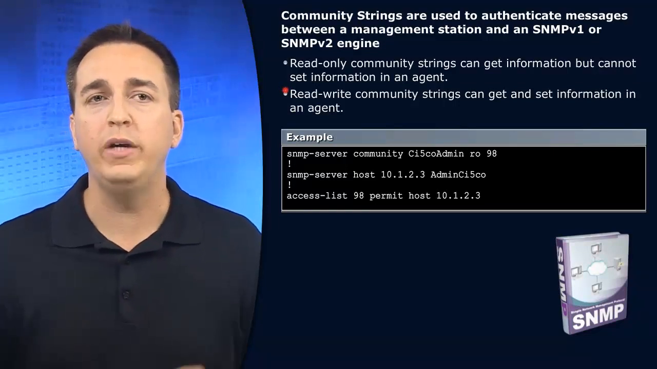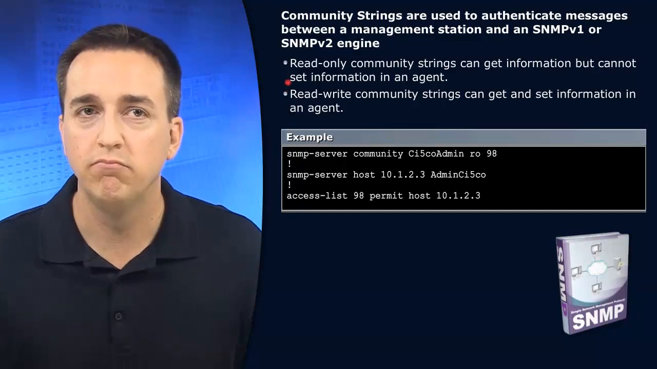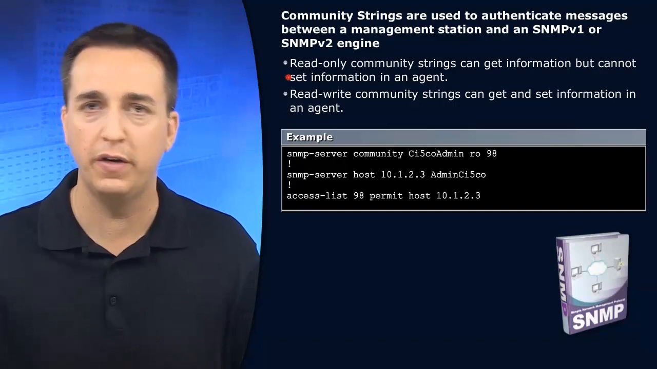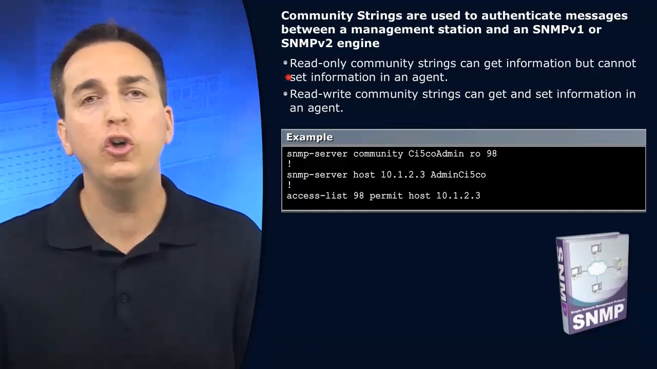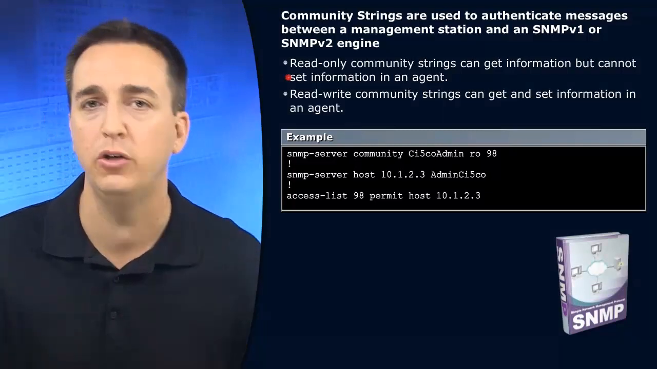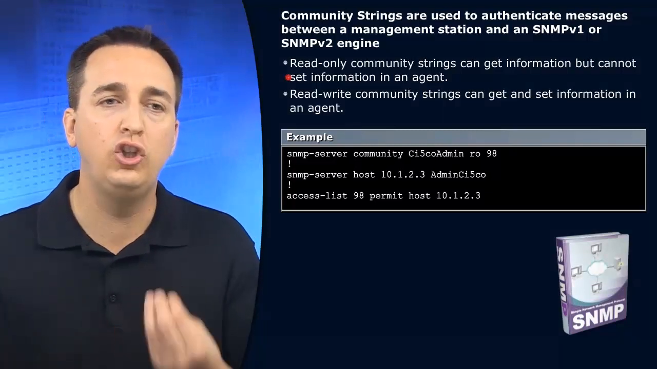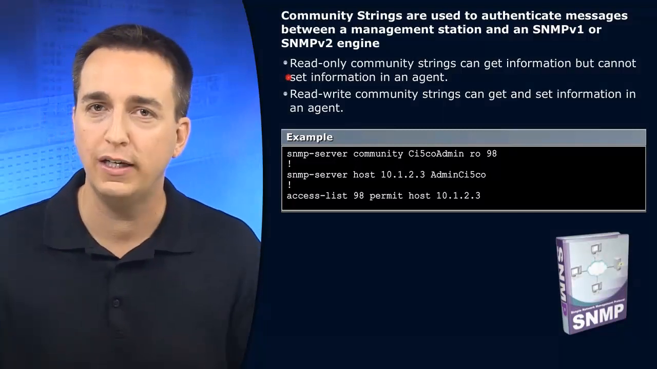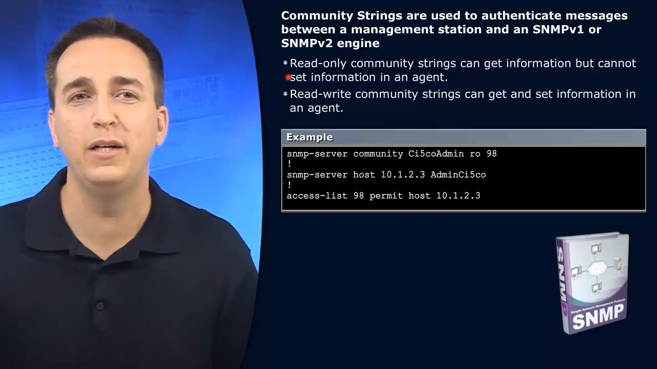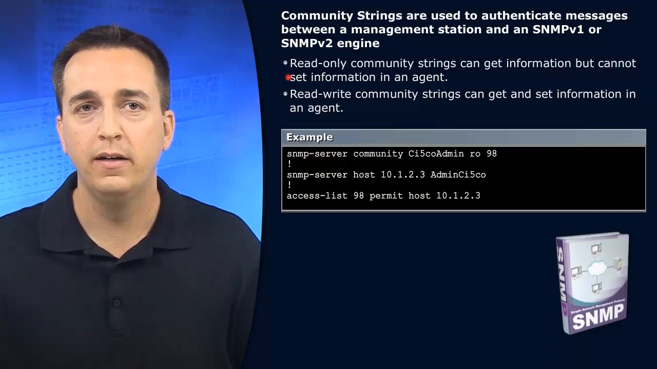In this particular case, we only want to do read-only in this example. So we're going to make sure that we only set up a read-only community string on the device. Now, it's important that you use different community strings for read-only access and read-write access. If you're using the same community strings, then you are jeopardizing the security, although it is small security, of your SNMP deployment with version 2C.